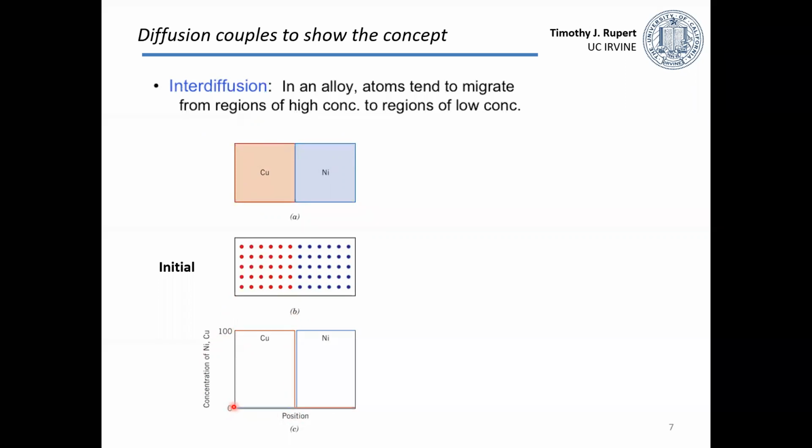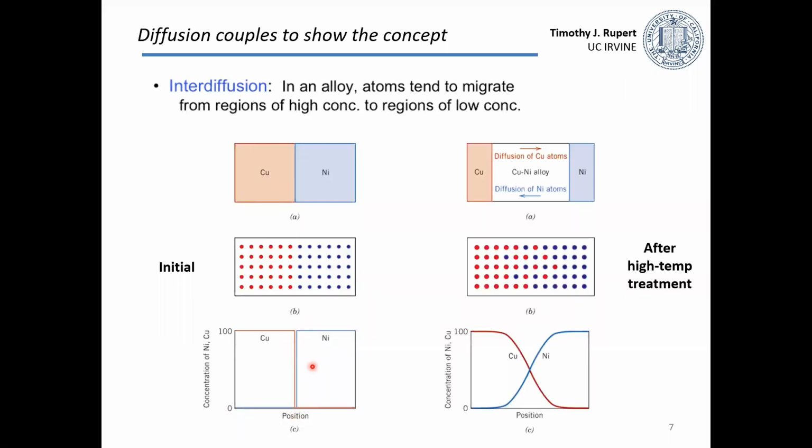Nickel is the opposite. So it's 0% nickel, and then it jumps up to 100%. So it's this very discrete change. If I were to give this system some time and temperature, that region in the middle near that interface would become very different. Atomically, I could look and see that sometimes the atoms are red, sometimes they're blue here. And if I looked at the composition, I would now see that I don't have that abrupt or discrete change. I now have a more gradual change from 100% to 0% copper and from 0% to 100% nickel.